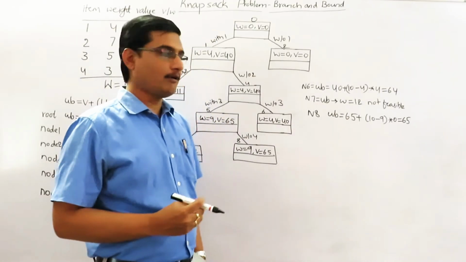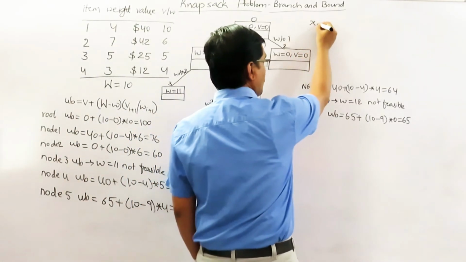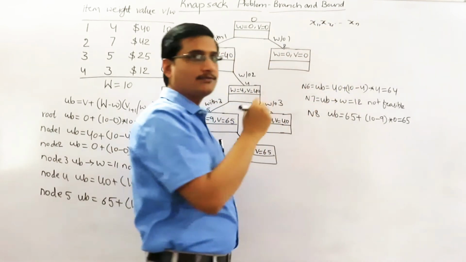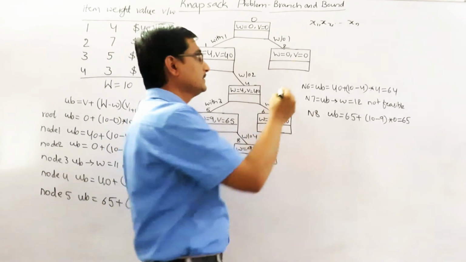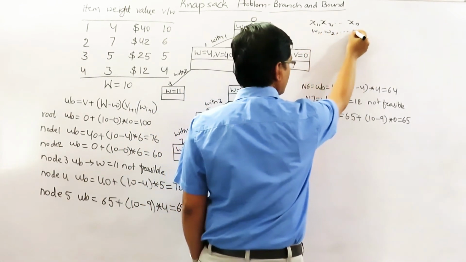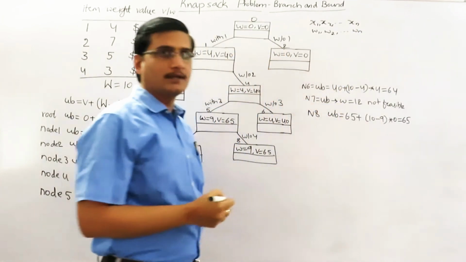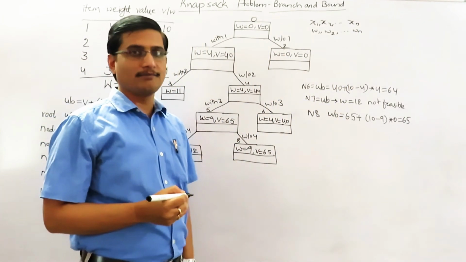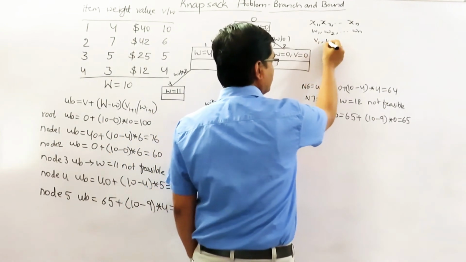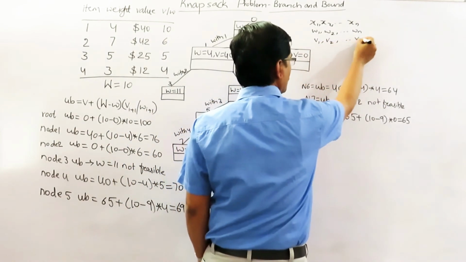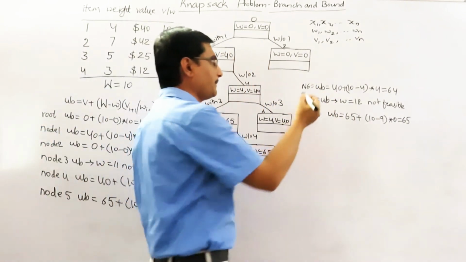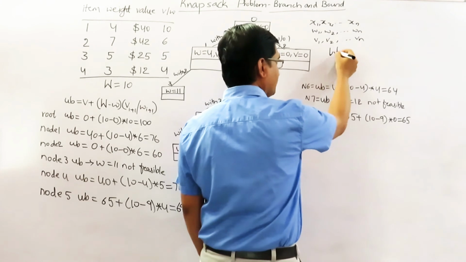So we know the knapsack problem. There are n number of objects, say x1, x2, and so on up to xn, and each of the objects will have some weight, say w1, w2, and so on up to wn, and each of the objects will have some profit or value or price, say v1, v2, and so on up to vn, and we are given a knapsack or a bag of some capacity, say capital W.